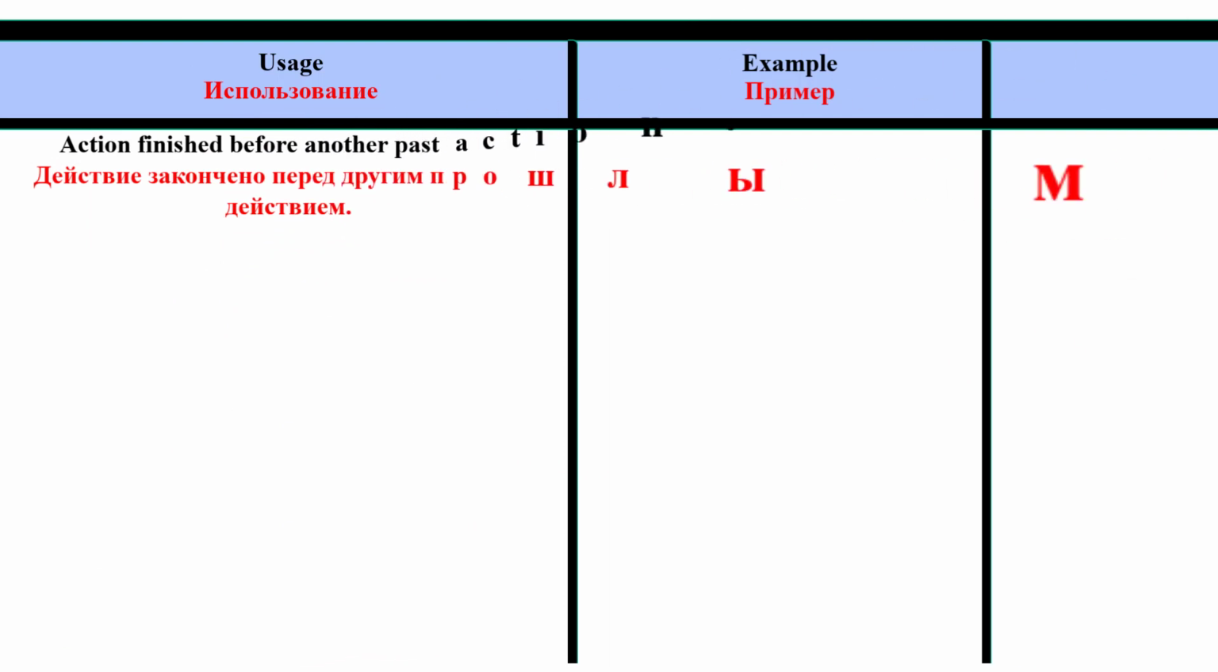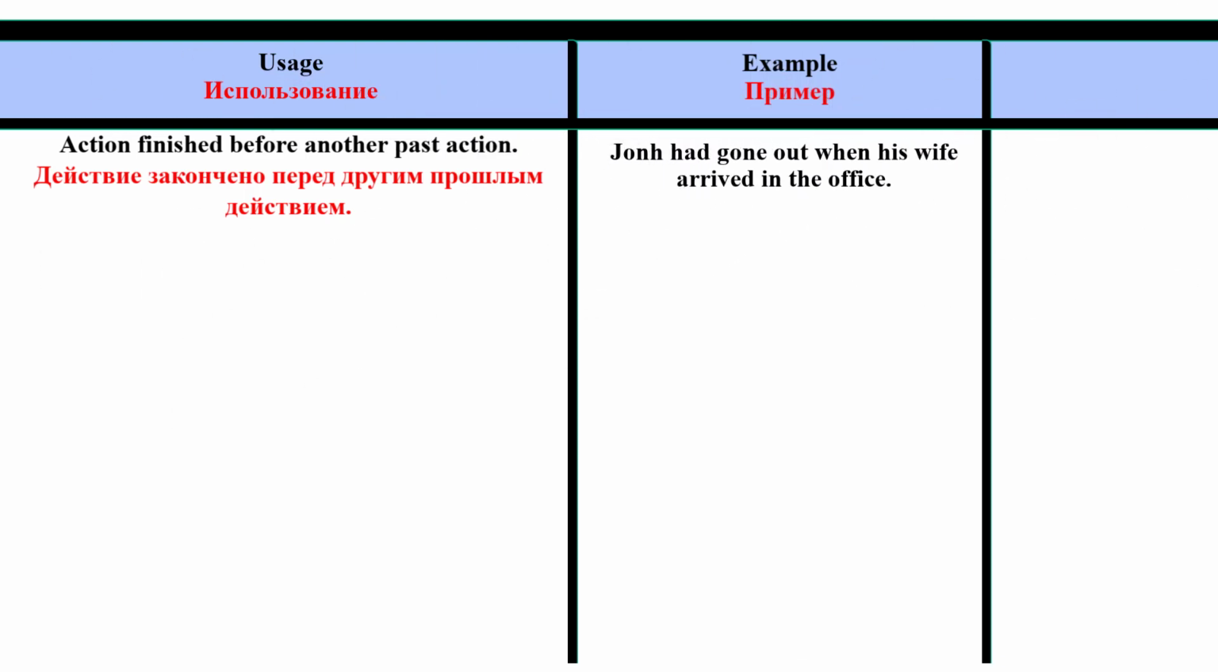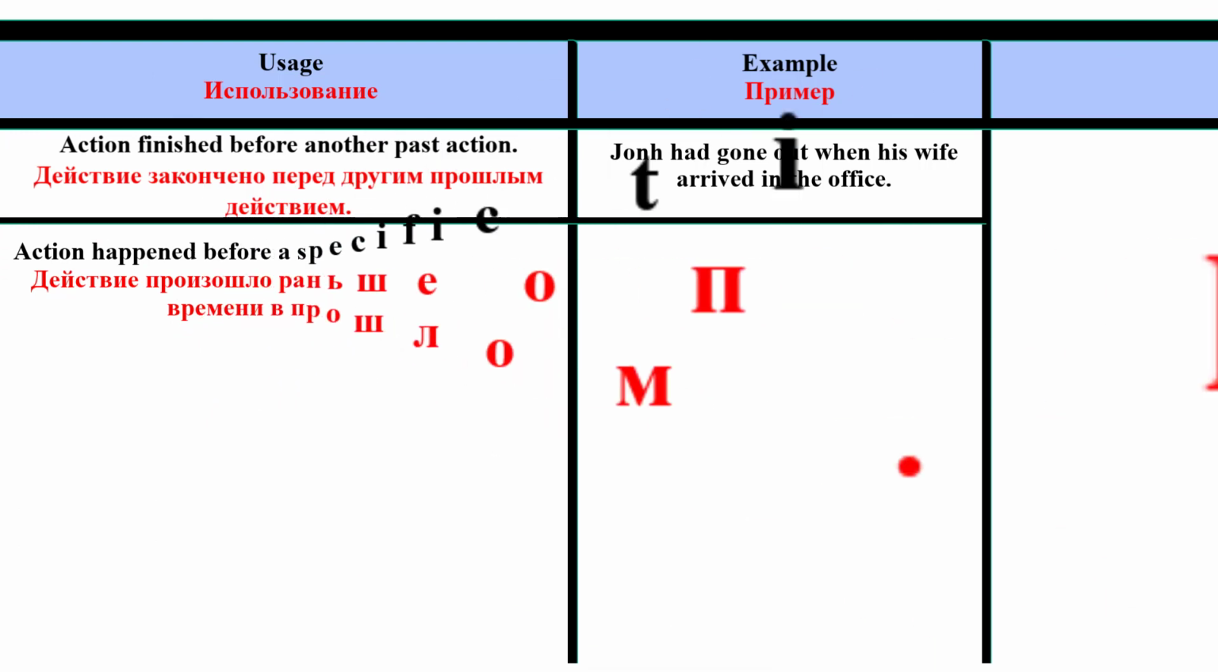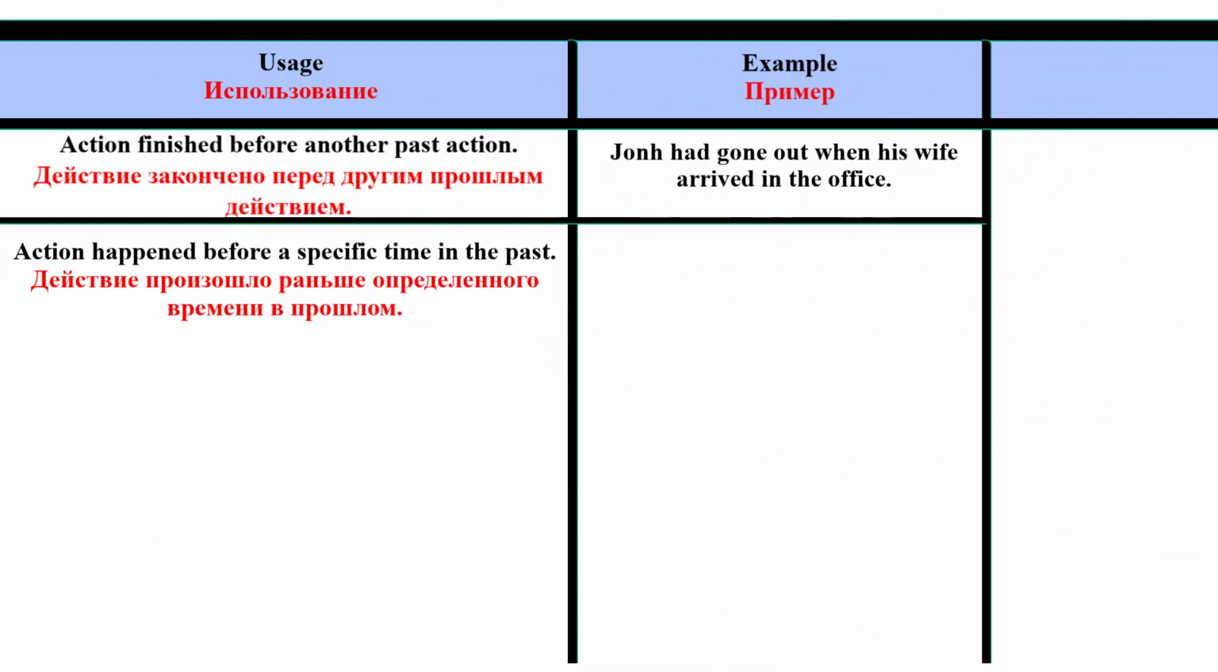Usage. Example. Action finished before another past action: John had gone out when his wife arrived in the office. Action that happened before a specific time in the past: Julia had never been to an opera before last night.